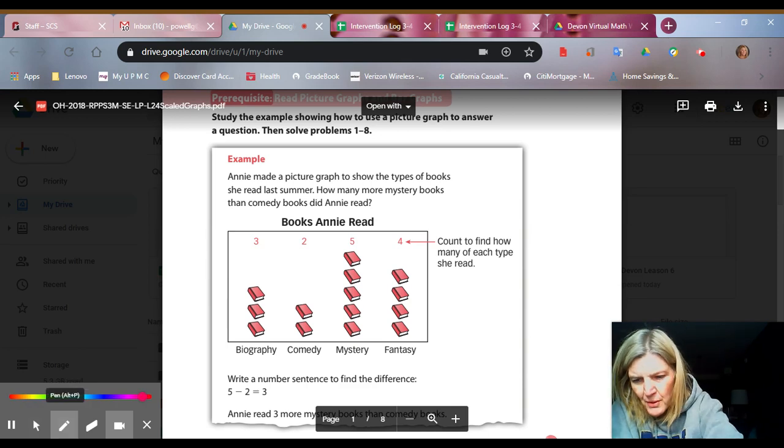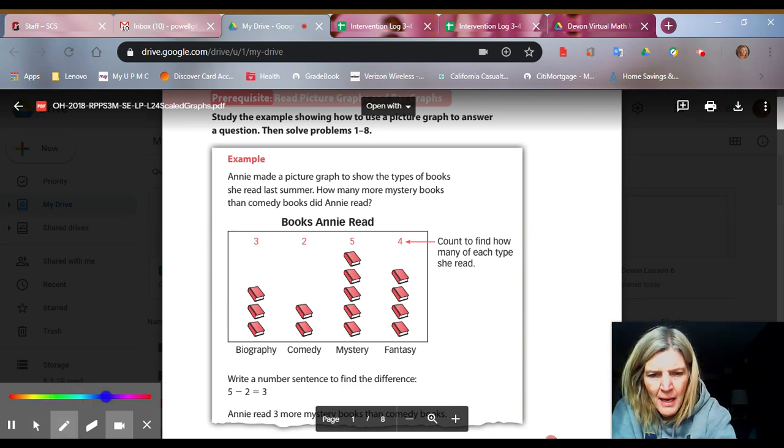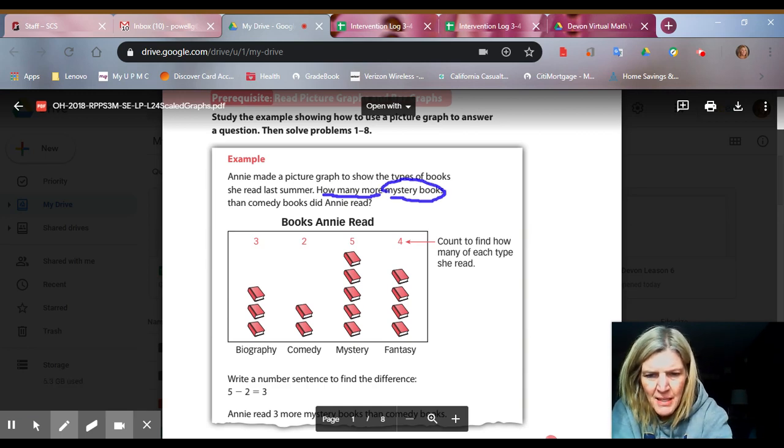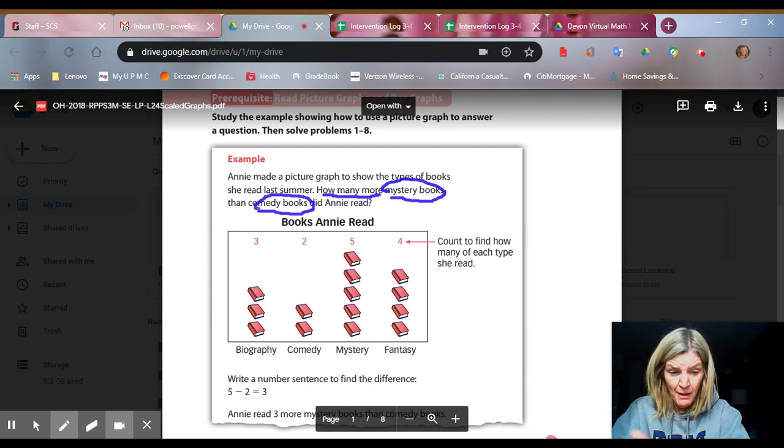Now you need to make sure you understand the question. They want to know how many more mystery books than comedy books. Now when they're asking you to compare how many more of one than another, you're going to subtract. So let's find out how many mystery books she read and how many comedy books she read, and then subtract to find out.